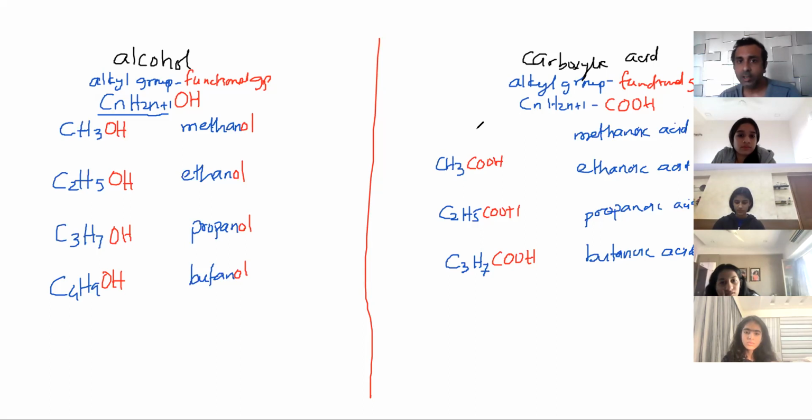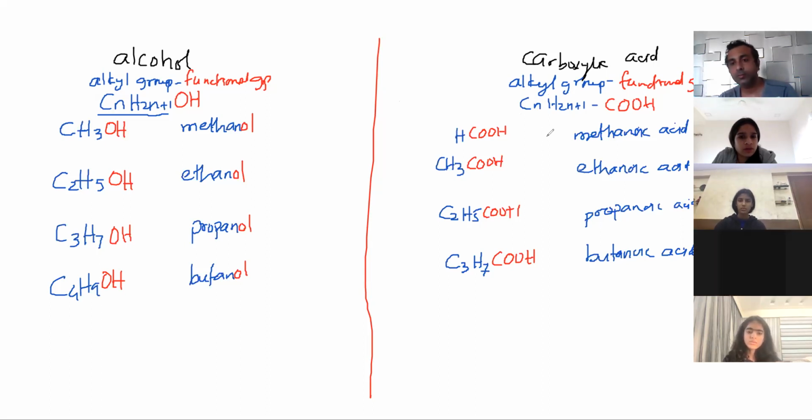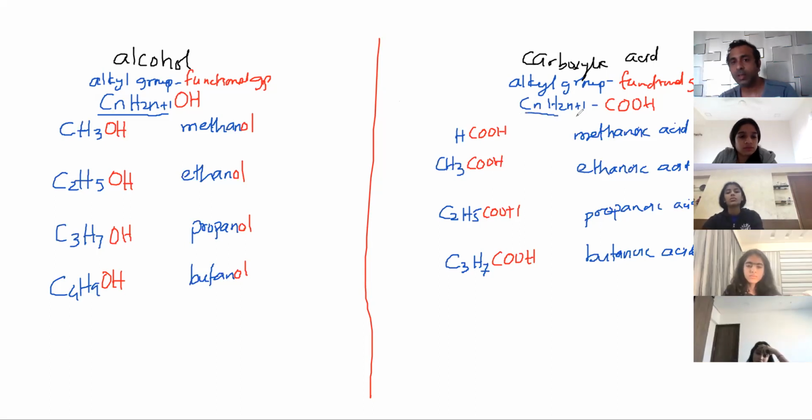In methanoic acid, the COOH has to be there. Total 1 carbon, which is there in the functional group. So alkyl group will have how many carbons? 0. So put n is equal to 0. So C0, H how many? 1. So HCOOH. Just apply the formula. n is equal to 0. So HCOOH will be methanoic acid. Now we are clear?